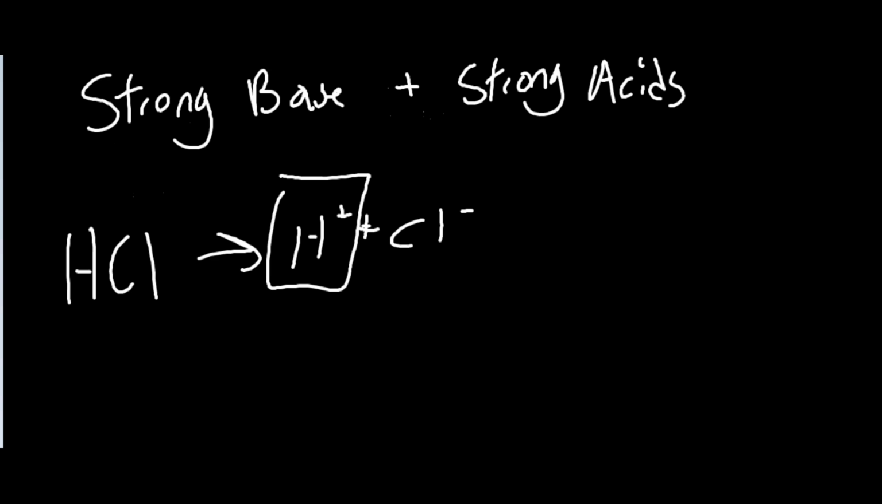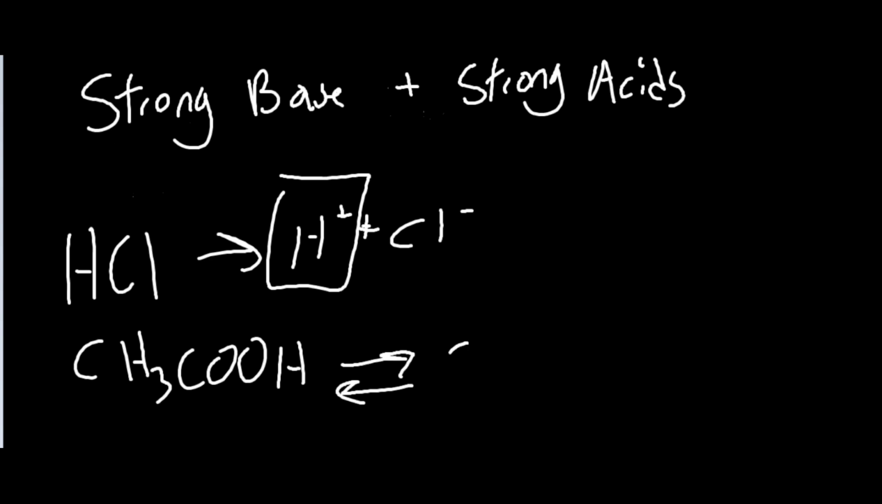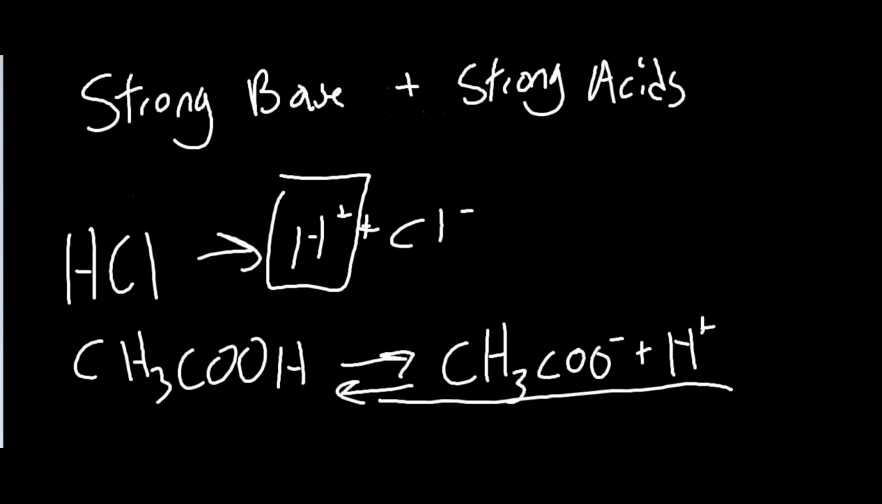For example, acetic acid. Let me see if I can remember, I think it's this. Acetic acid does not completely deprotonate into the base and the H+ ion. So we write it out as this. Basically, this indicates that not all of this acetic acid will decompose or deprotonate into these ions. Therefore, they're not considered strong. They do not completely deprotonate. That means they don't show the most raw, pure acidic character.